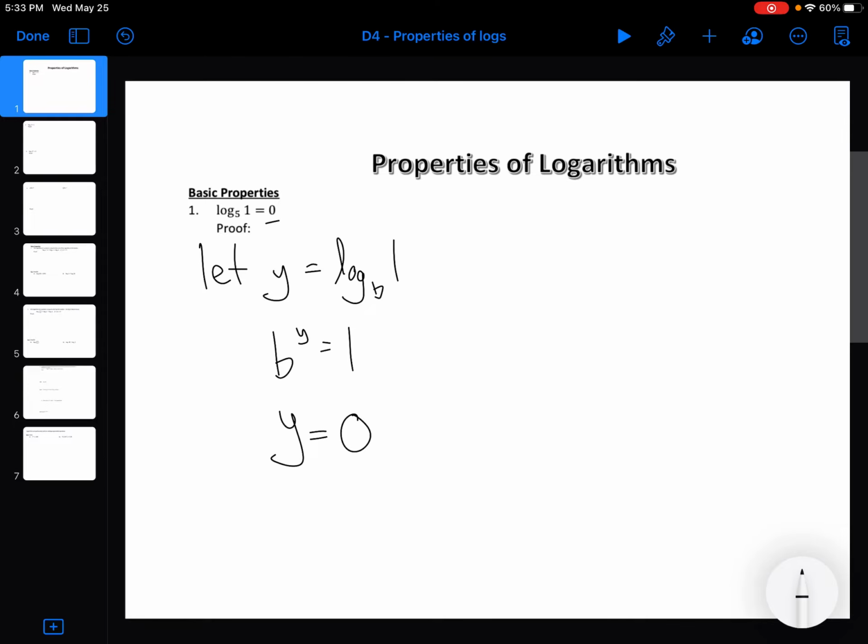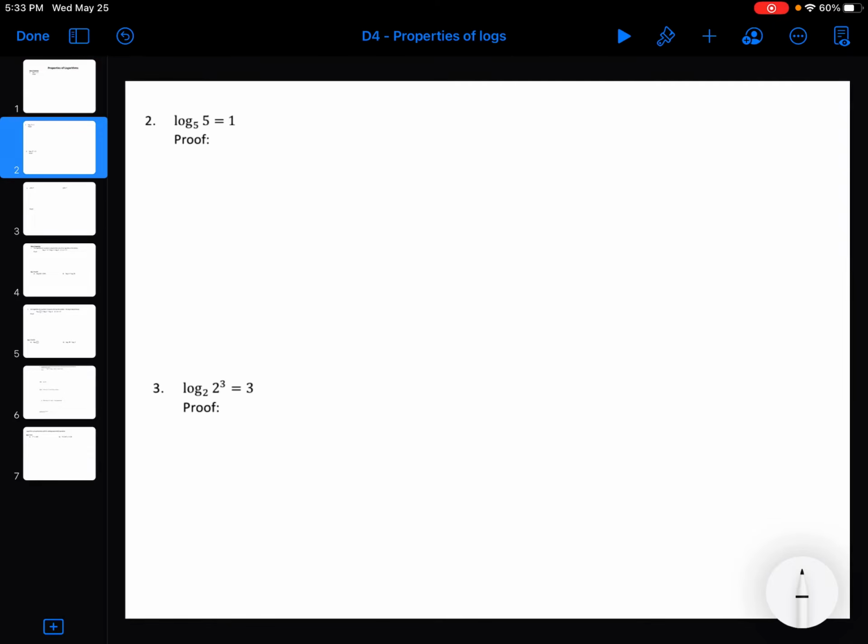So whenever you're taking the log of 1, regardless of the base, the answer is always going to be 0. Moving along. Conversely, if we have log where the base and what we're taking the log of are the exact same thing, the answer always has to be 1.